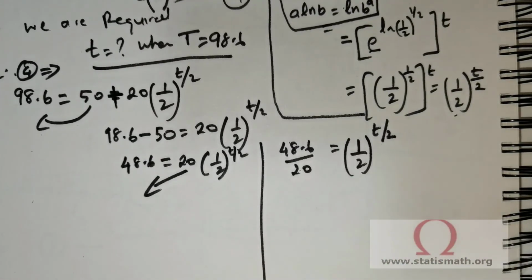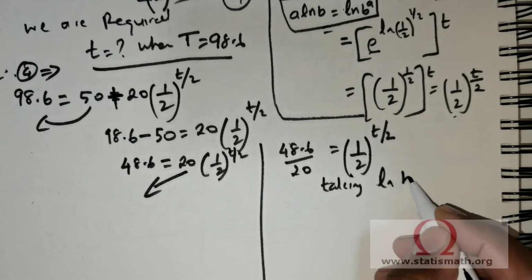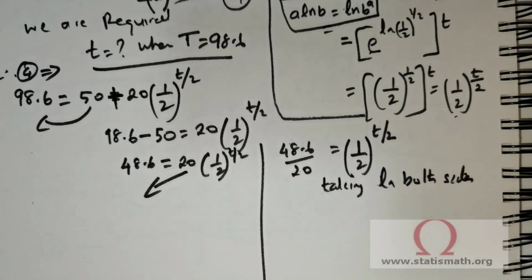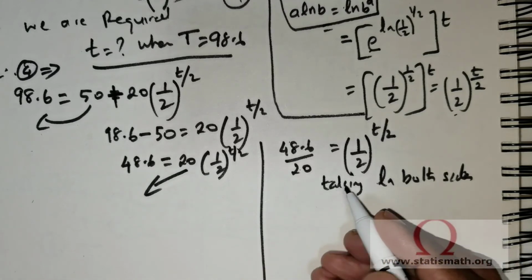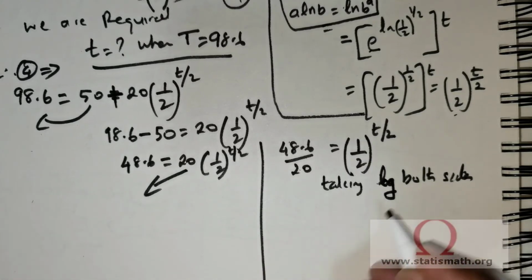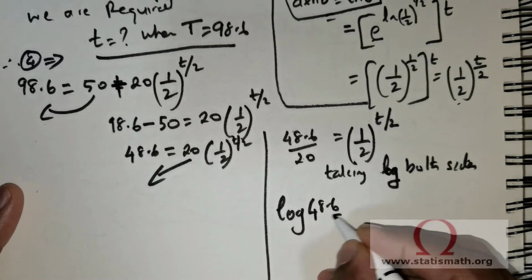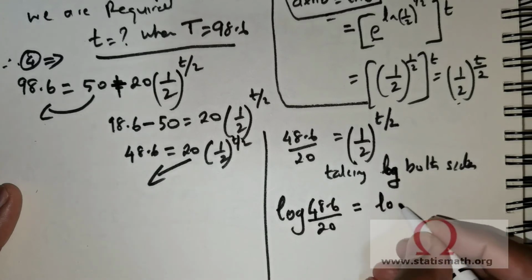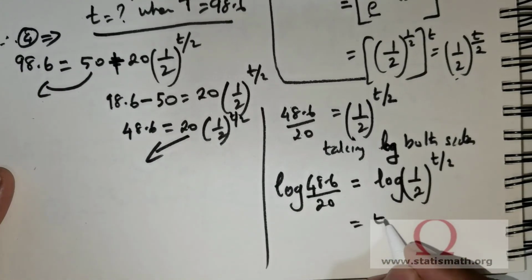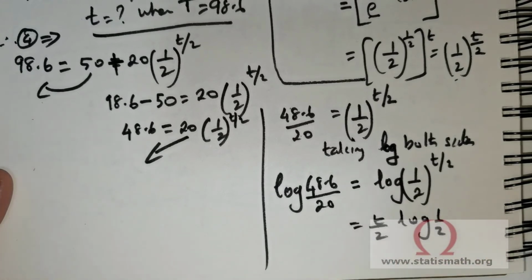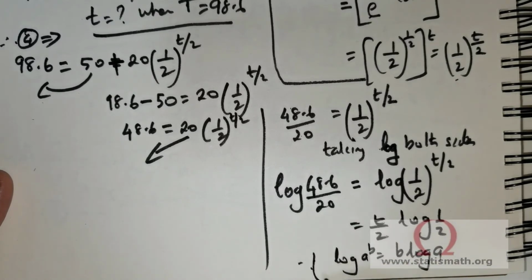Now I have to find the value of t. So the only way it's possible is taking ln both sides. Now the point is that since we have been given the value for log, and there is no e here, it's okay that we take log on both sides. So taking log both sides, this is going to be log of 48.6 divided by 20, equal to log of 1 over 2 raised to the power t over 2. And this can be rewritten as t over 2 times log 1 over 2. Why am I able to do this? Because log a raised to the power b is going to be b times log a. Okay, because of that fact.